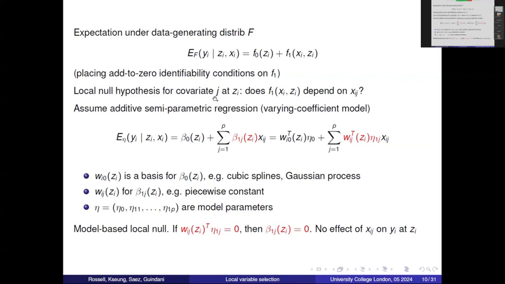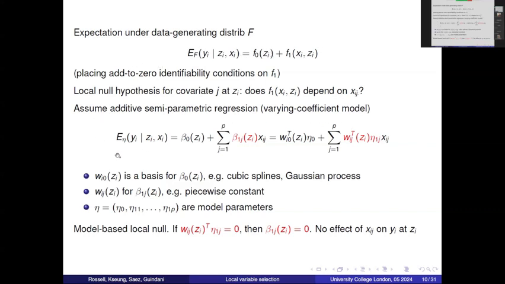So if I want to see whether the j-th covariate has an effect at a particular coordinate Z, this is just asking whether this f1 at this given Z depends on Xij. That's it. It's simply that. Okay. Now this is the truth.